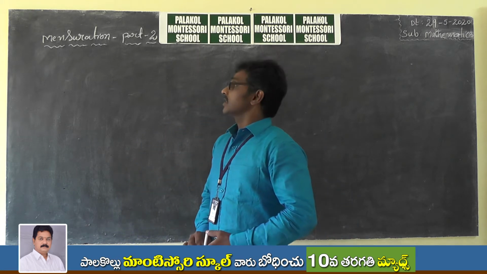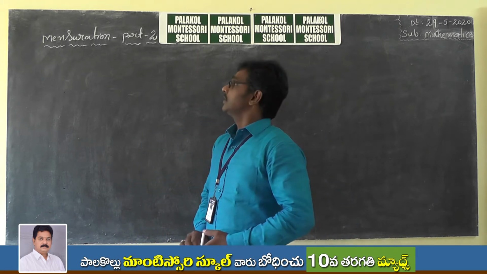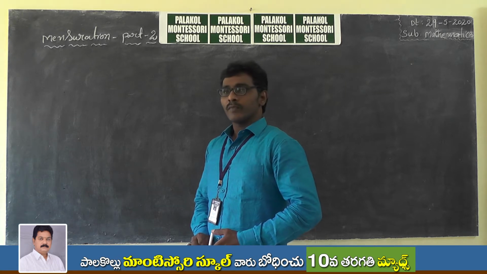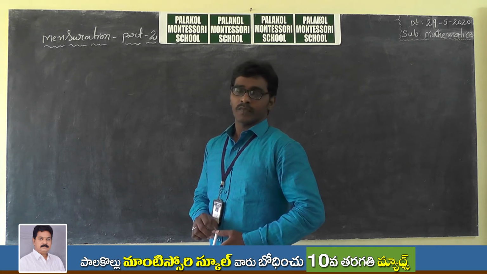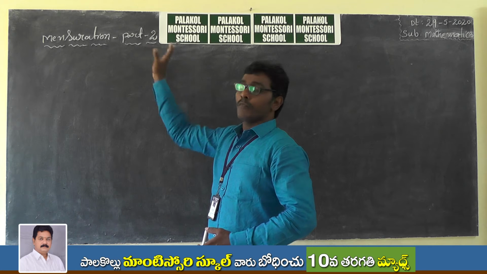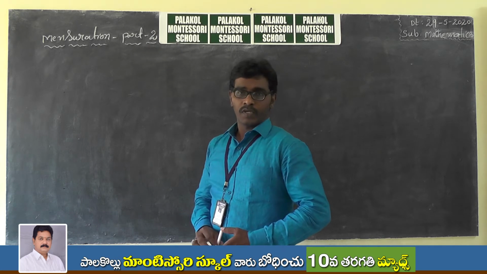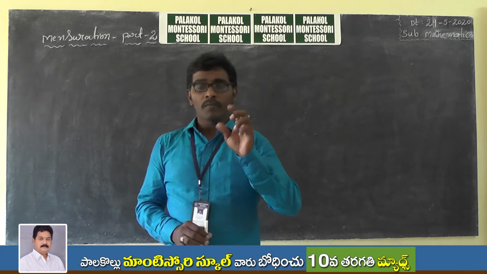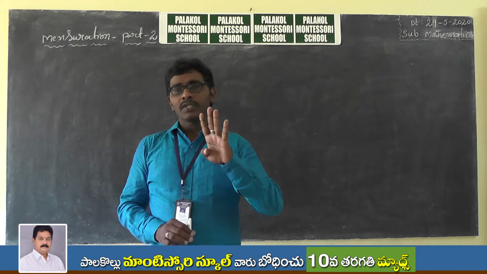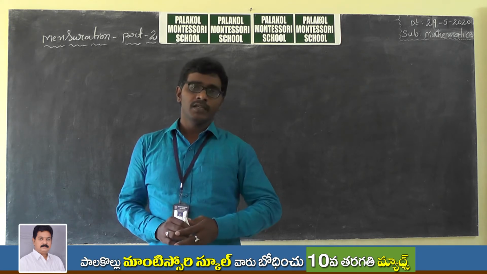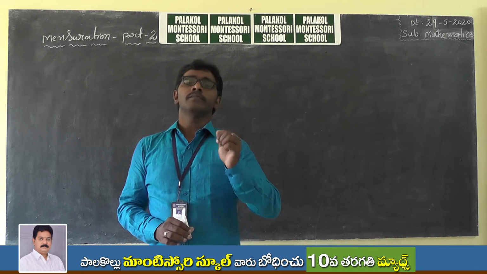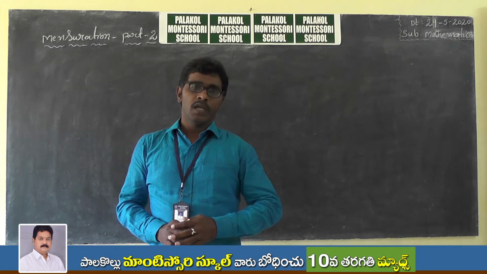Actually, in the previous session I started mensuration. So today we will discuss the remaining part. This is the mensuration part 2 class. In the part 1 class we discussed formulas. The formulas for cube, cuboid, and prism are completed, and next is cylinder.